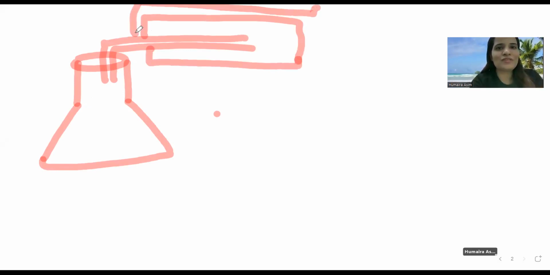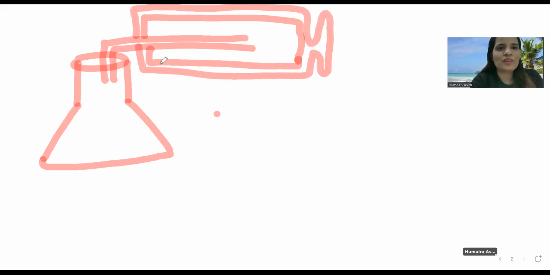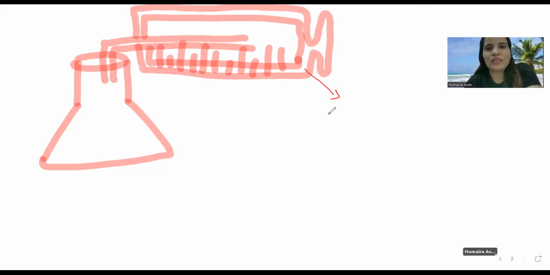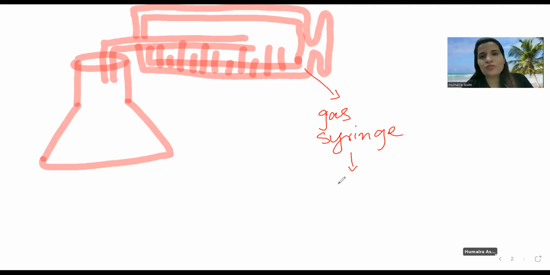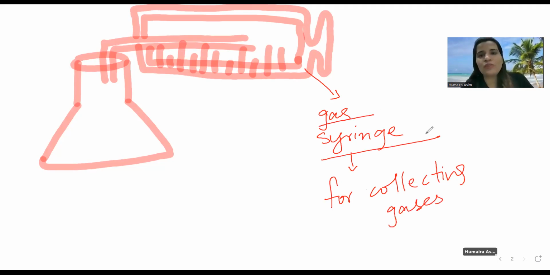And here, this is kind of like this. Like this, it goes inside, and like this. And here, there is going to be a scale. Yes, there is going to be a scale. And what is the apparatus name when we are talking about this? This is basically a gas syringe. Gas syringe is for collecting gas. Right, make sure that you are aware of the correct spelling.